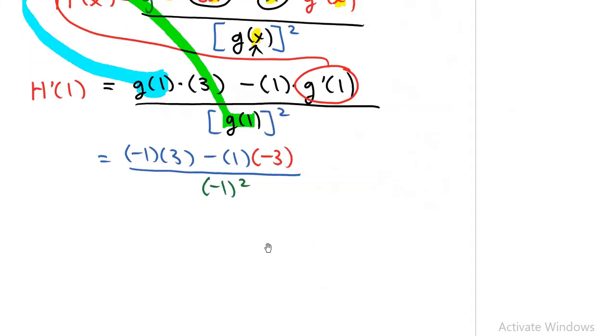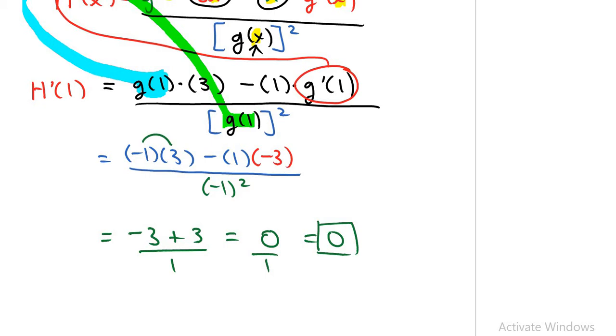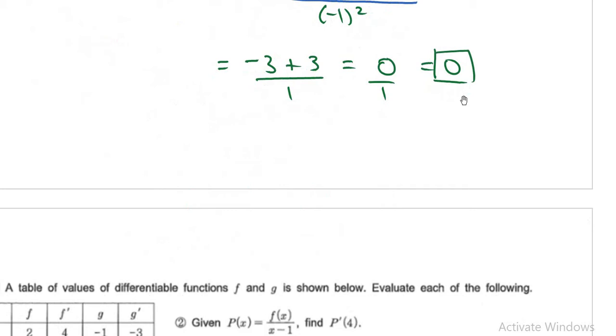Okay, so now you gotta compute this derivative here in general. So negative 1 times 3 would be negative 3 plus 3 all over 1. And that's going to give you a value of, well, I guess in this case just 0, right? 0 over 1 is just 0. So that's your derivative value, which is going to be 0 for that problem. Okay, let's move on to the next one.